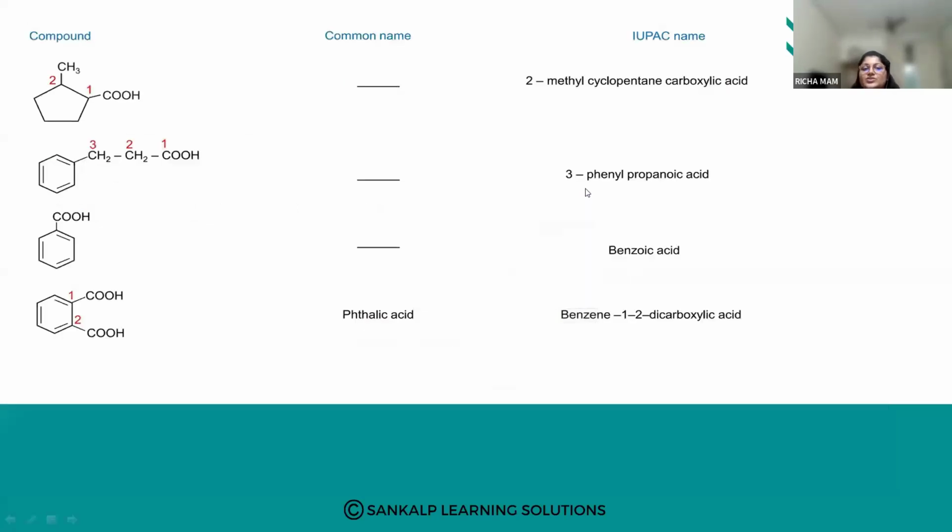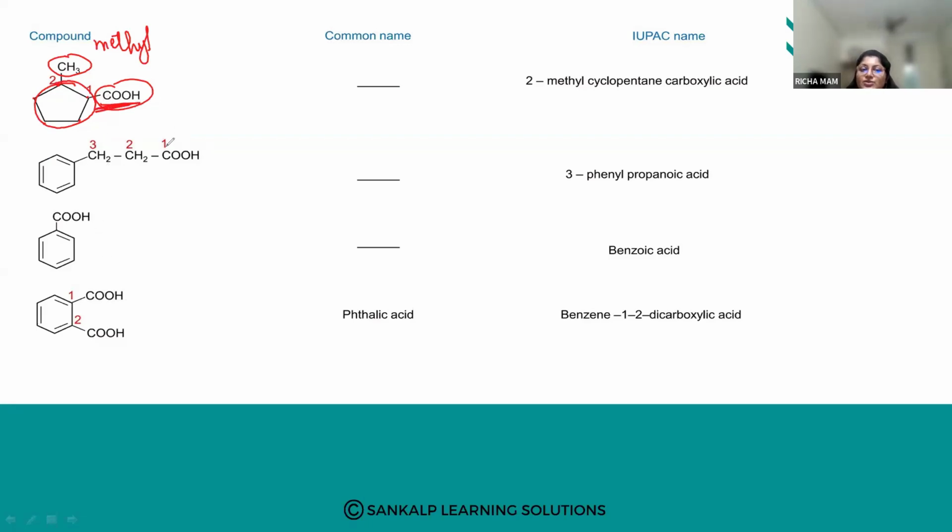So these are some of the namings. Let us see. When you are naming, first I'm going to name this. 1 and 2, so it will be 2-methyl, but I have to follow the substitution first. So 2-methyl, 1, 2, 3, 4, 5. So it is 2-methyl cyclopentane carboxylic acid.